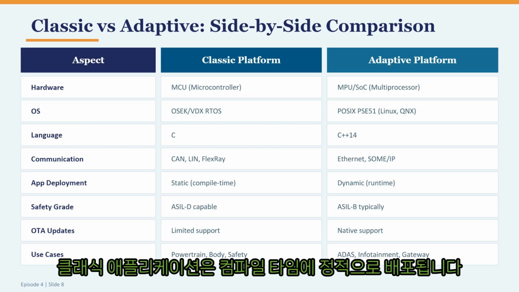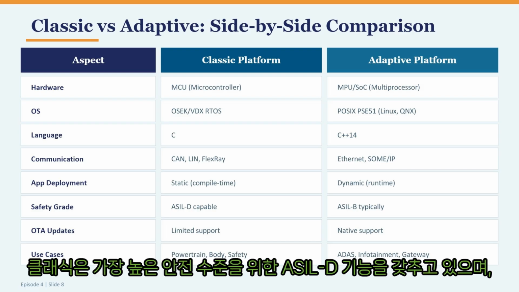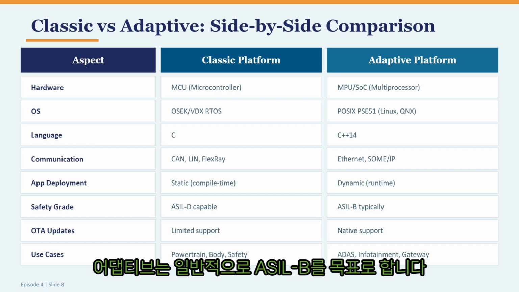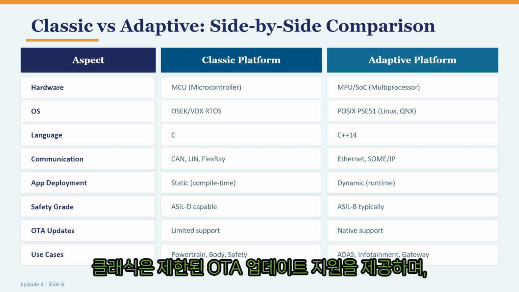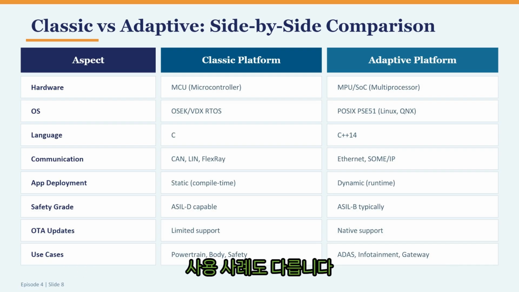Classic apps are statically deployed at compile time. Adaptive apps can be deployed dynamically at runtime. Classic is ASIL-D capable, for the highest safety levels. Adaptive typically targets ASIL-B. Classic has limited OTA update support. Adaptive has native support for over-the-air updates, and the use cases differ too.